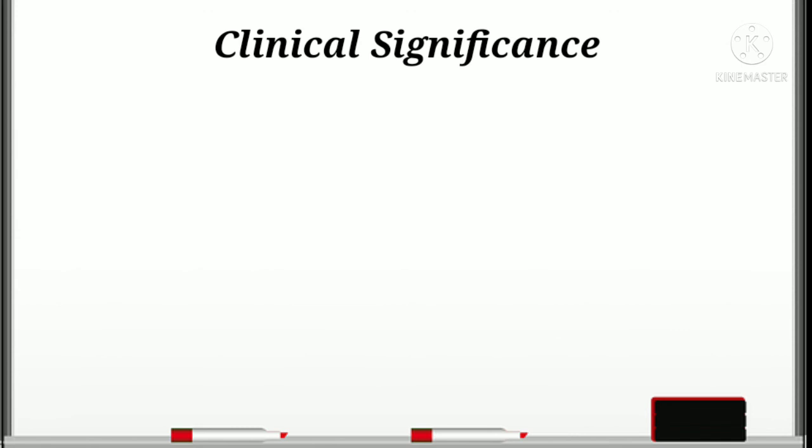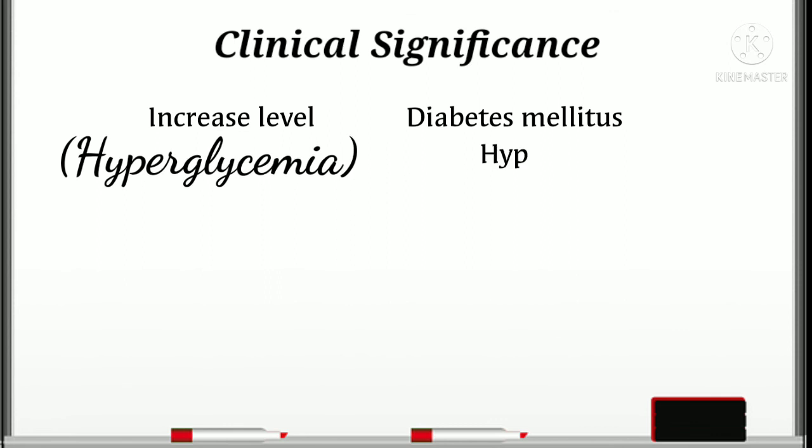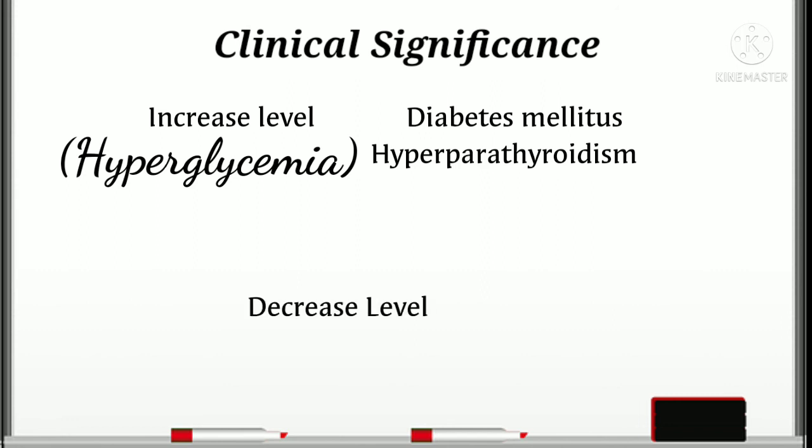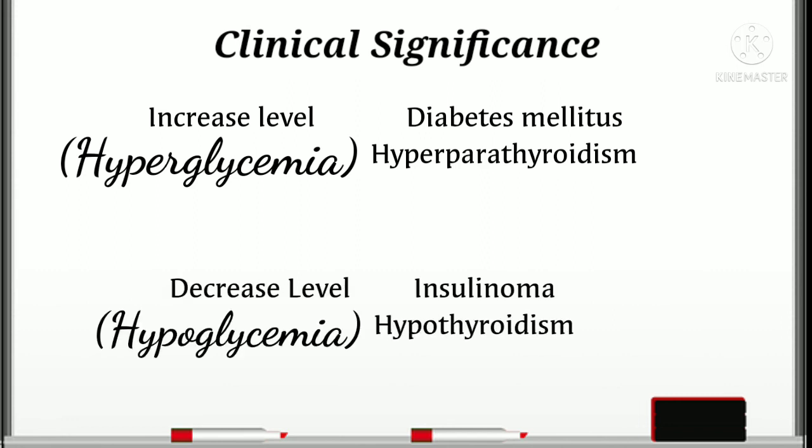Coming to the next point, clinical significance. Means increased level and decreased level of the glucose. Mainly increased level is found in diabetes mellitus and hyperparathyroidism, and decreased level found in insulinoma and hypothyroidism.